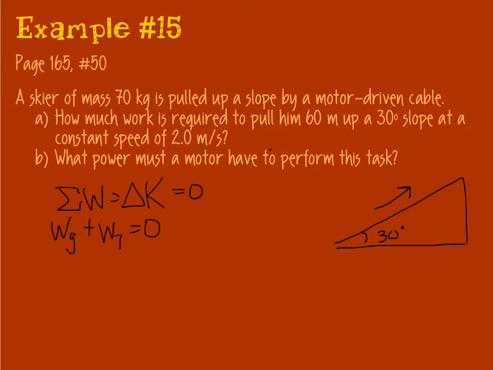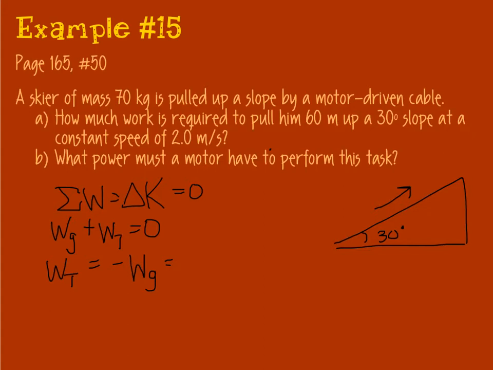So that means that the work done by the tension, which is the work done by the motor-driven cable, is equal to the negative of the work done by gravity. The work done by gravity is something that we have enough information to calculate. Part A just says how much work is required, but really what they're trying to get at is how much work the motor-driven cable does.